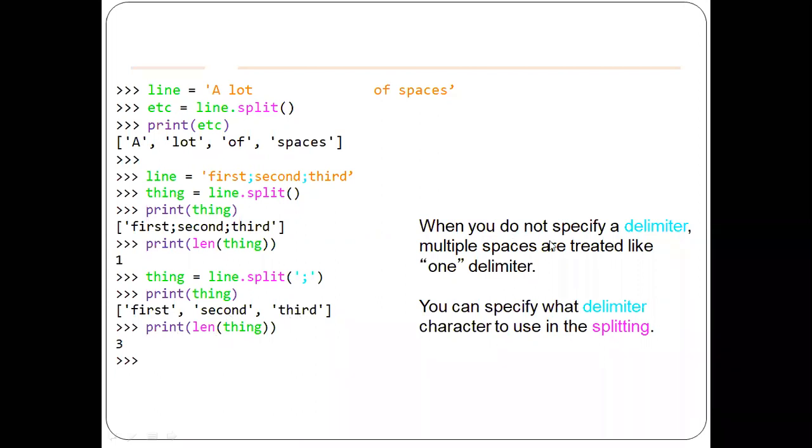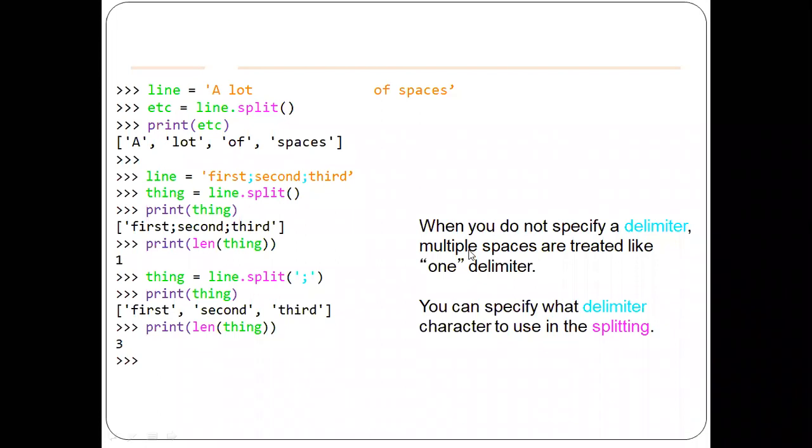When you do not specify a delimiter, multiple spaces are treated like one delimiter. Look at this one, we have multiple spaces, right? Even though you have multiple spaces, it is treated as one space, and the multiple spaces will be eliminated. You can specify what delimiter character to use in the splitting. In the previous case, space is the delimiter, and in this case we are explicitly mentioning the delimiter for splitting. Here, semicolon is the delimiter, right?